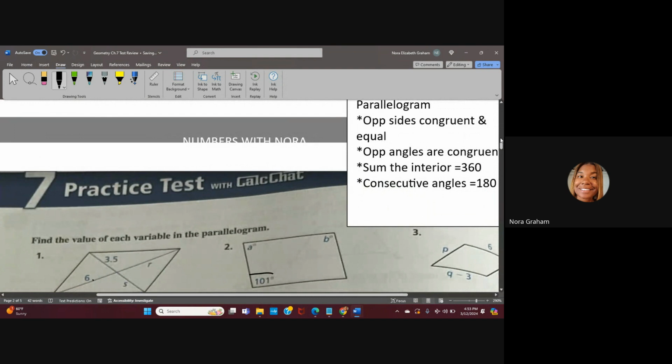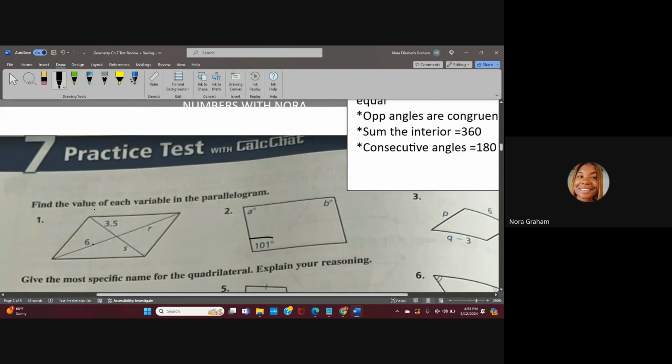So you want to keep these things in mind when we're thinking of parallelograms. Okay, so let's go ahead and tackle 1 through 3. Find the value of each variable in the parallelogram. So they already gave us that they're parallelograms, so we can use those 4 statements that I set up there. Also, another characteristic of parallelograms, if they do have middle segments, this is going to create a midsegment, and by definition of a midsegment, it cuts these into 2 congruent parts. So for S, we're going to get it's equal to 3.5. Okay. Same thing here. Cuts it into 2 congruent parts. So for R, it's going to be equal to 6. Okay.